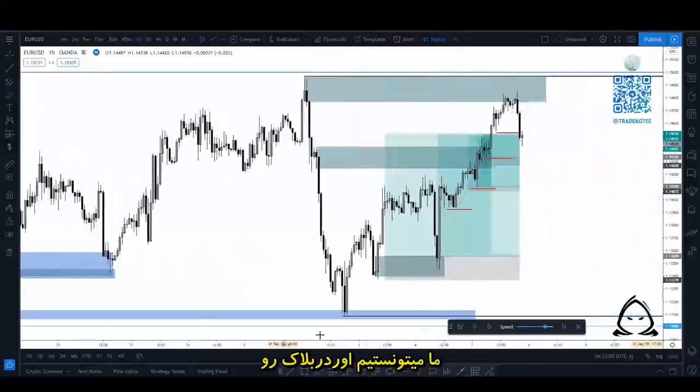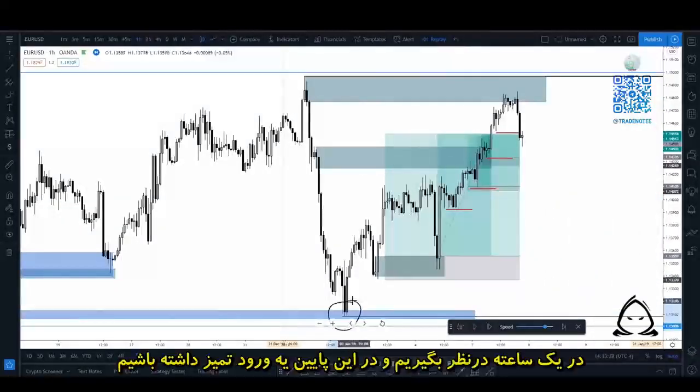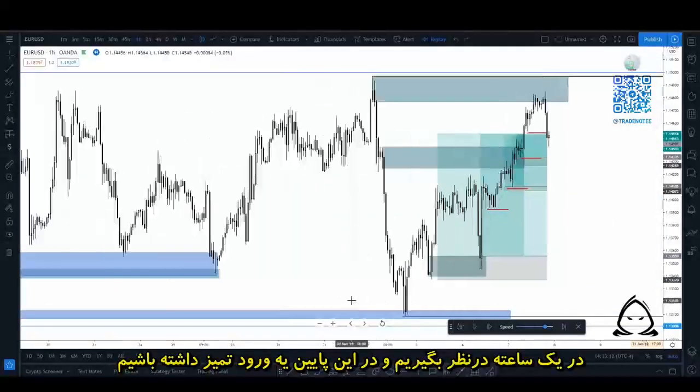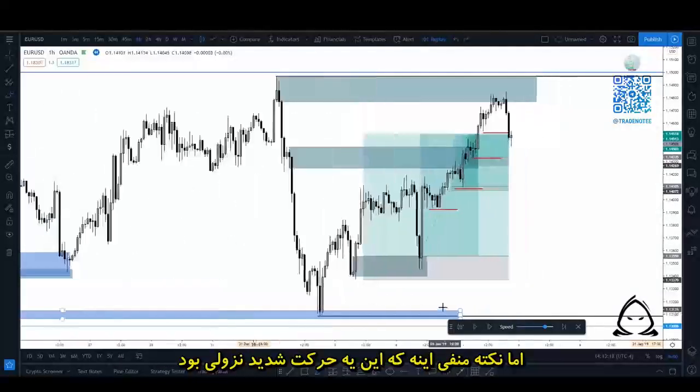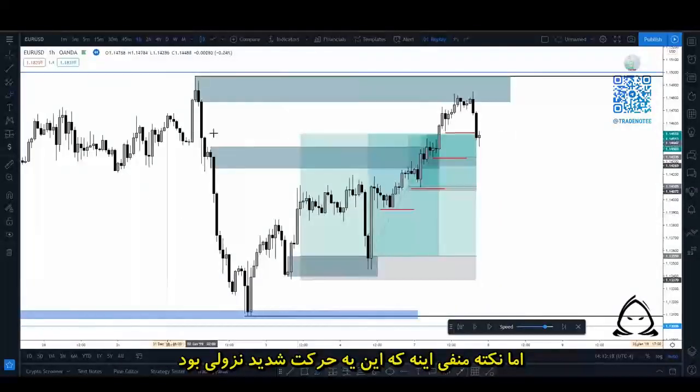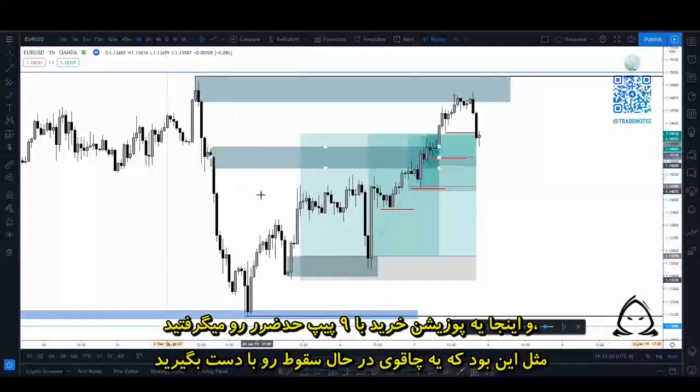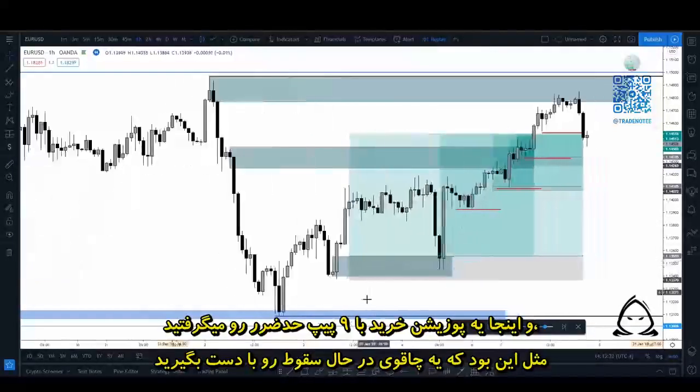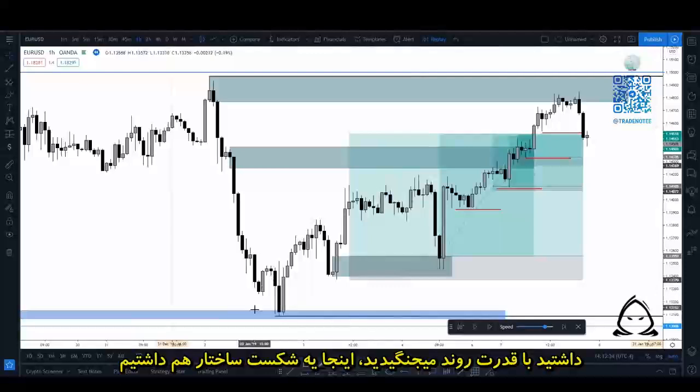We could have taken the order block on the 1 hour chart and gotten a very clean entry from that very bottom point, but the downside with doing that is this is quite the large and heavy move to the downside. So just simply putting a buy position at this point and having a 9 pip stop, you're trying to catch a falling knife. You're fighting momentum in that case.